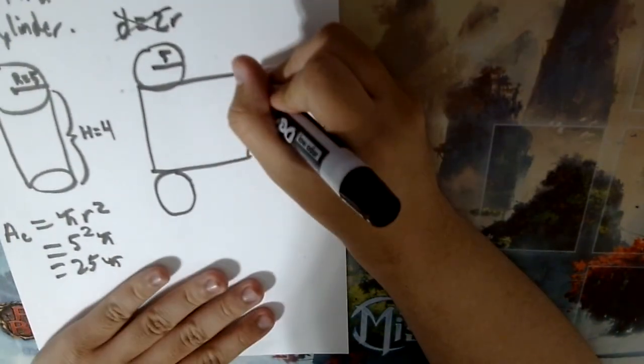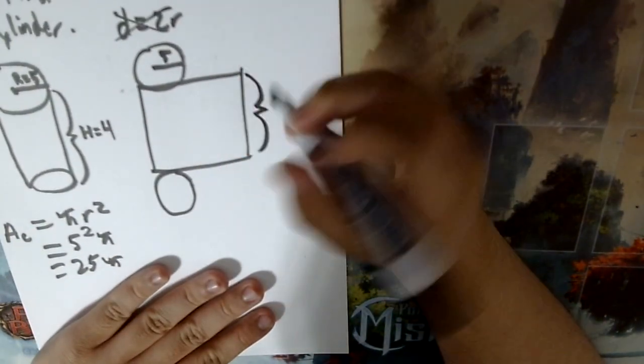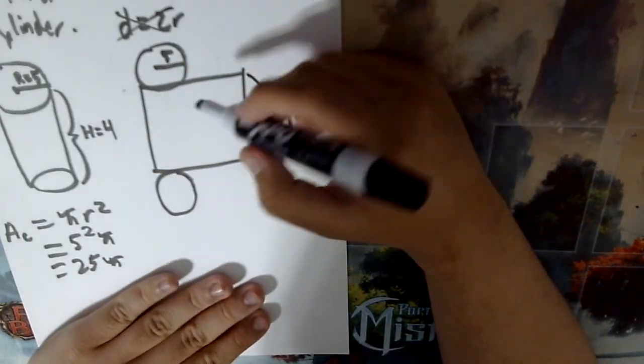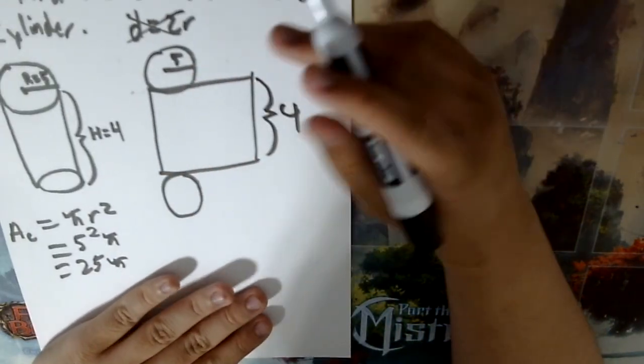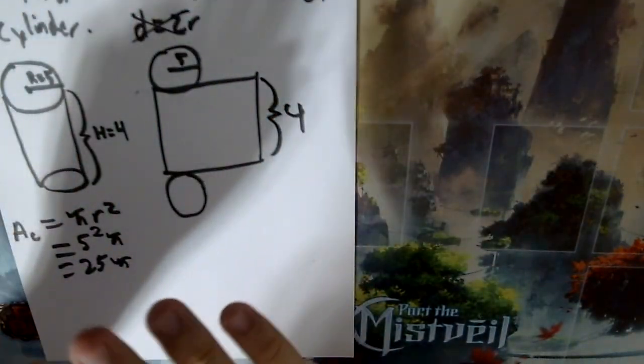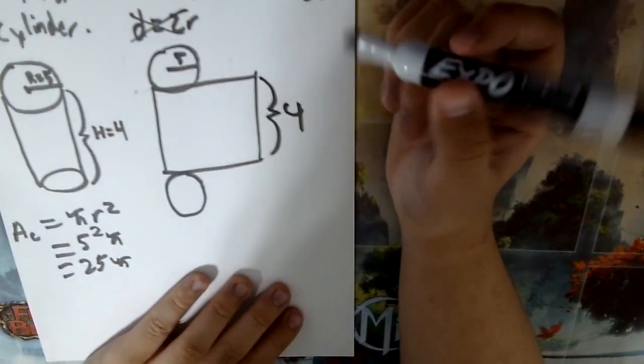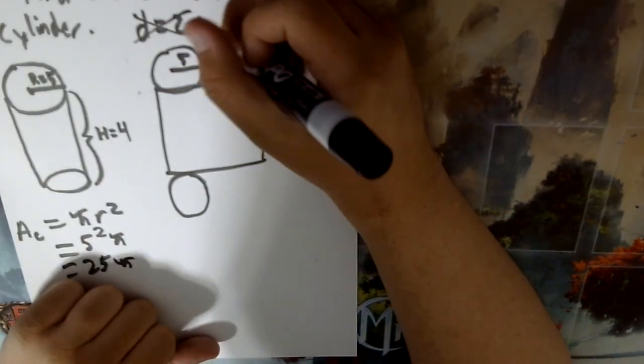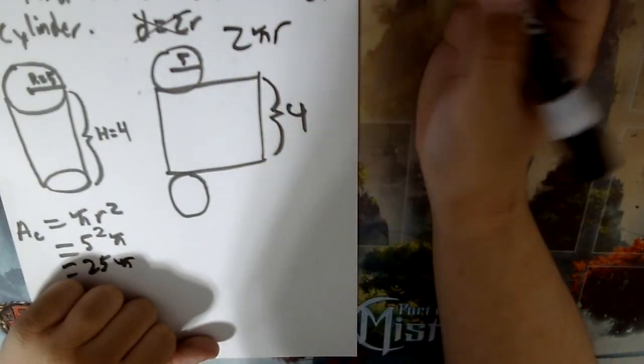Okay? So now going back to our picture, we know that the height of this rectangle is 4, right? But what is this length right here? We have no clue. One of the things that you need to know is that when you're unfurling a can, this length will be exactly the circumference of the circle, okay? And if you need a reminder, circumference of a circle is 2 pi r, okay?